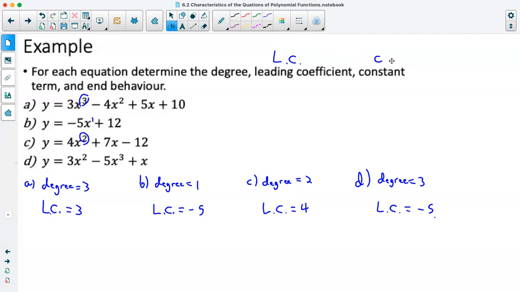I'll call my constant term CT, just to abbreviate. So constant term for this first one is just going to be 10. Our constant term for the second one is 12. Constant term for this one is -12. And for our last one, we don't have a constant term listed here. So that really means that's the same as +0. So our constant term would be 0.